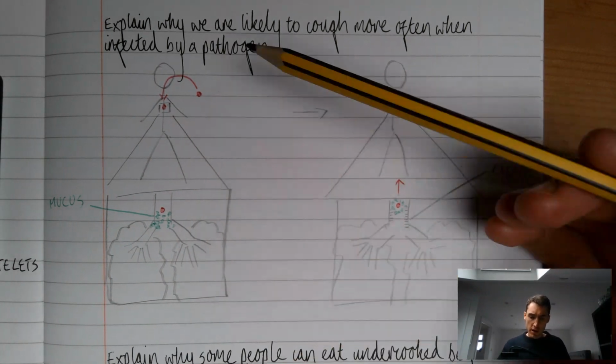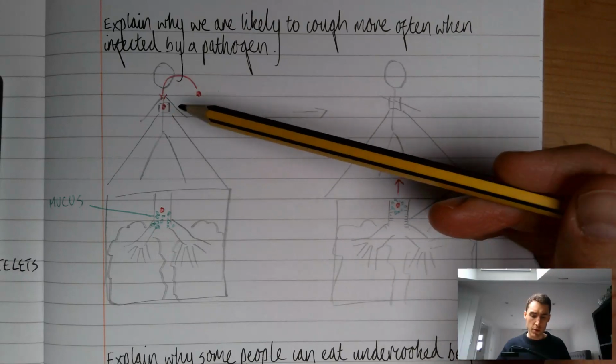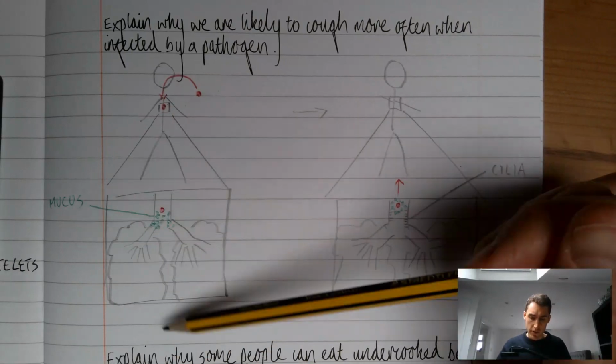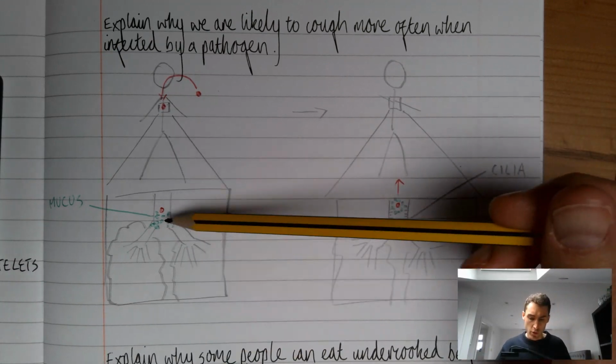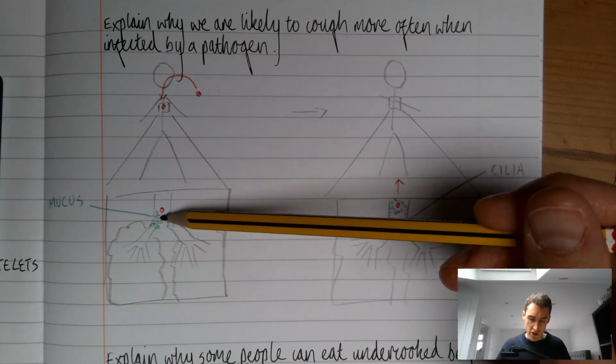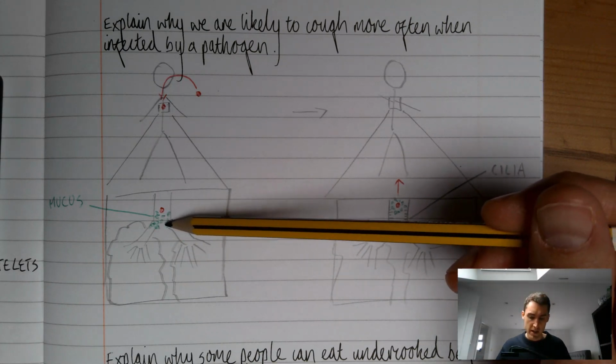So what I've tried to do here is again show, okay, if we're infected by a pathogen, the pathogen must have got into our body. If we zoom in on the respiratory system now, so it's a very similar example to the one before, well, what's going to happen first is that mucus starts to build up inside the lungs or in the respiratory system.